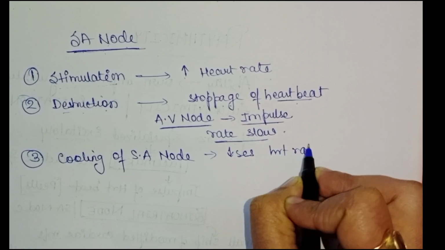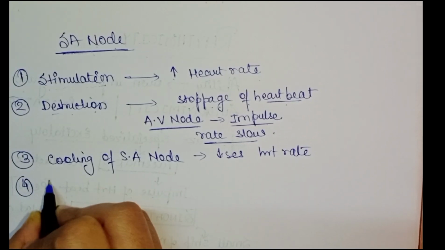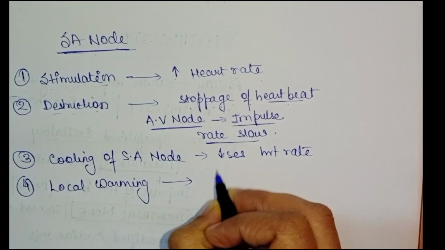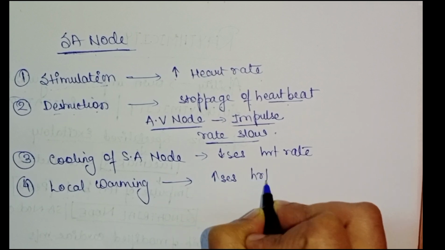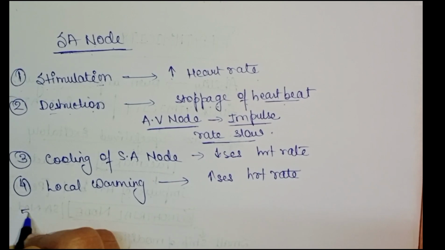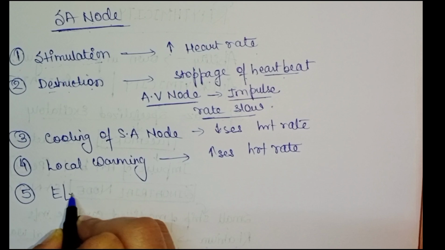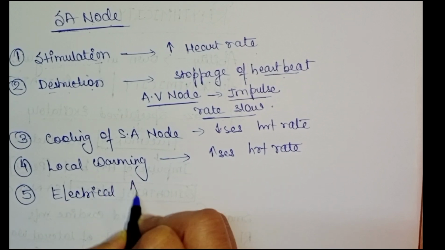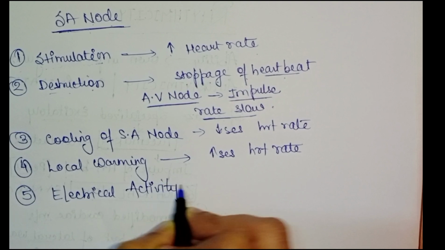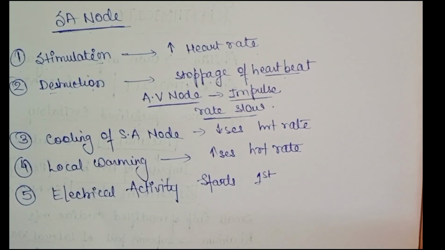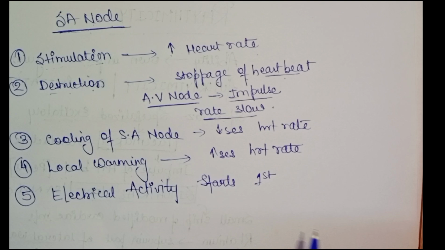Decreases the heart rate. And fourth, local warming of SA node increases heart rate. And fifth is the electrical activity starts first in SA node. So these are the evidences which prove that the SA node is the pacemaker in the human heart.